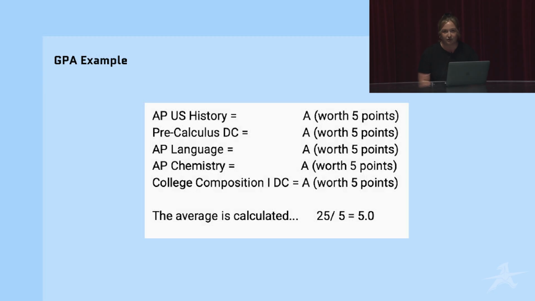You can see where it says worth 5 points for all of their classes. And you can see when we calculate their GPA, they are receiving a 5.0 GPA. So you can see how that 4-point versus 5-point can make a really big difference when calculating their GPA.